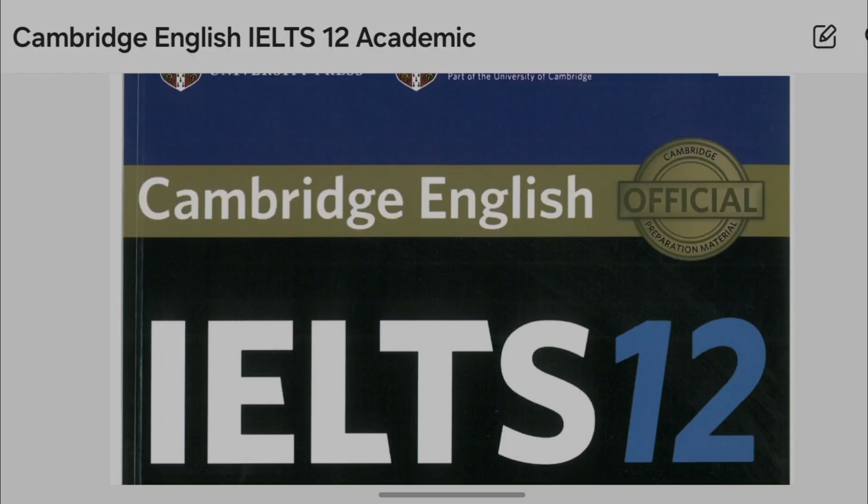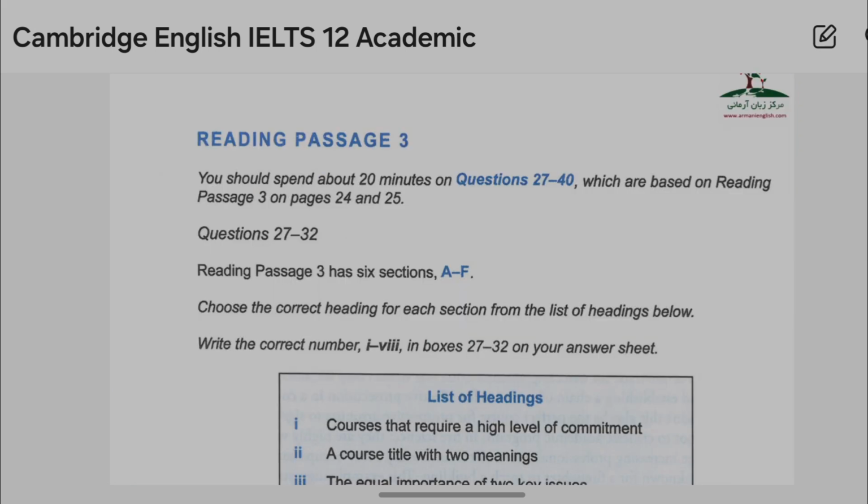Today we're going to see the right method of solving list of headings types of questions, and we are going to take an example from Cambridge English IELTS 12 Academic. So let's begin. This is reading passage 3 of test 1, because in this passage we have the list of headings types of questions. So let's see how to solve these types of questions without getting a single one wrong.